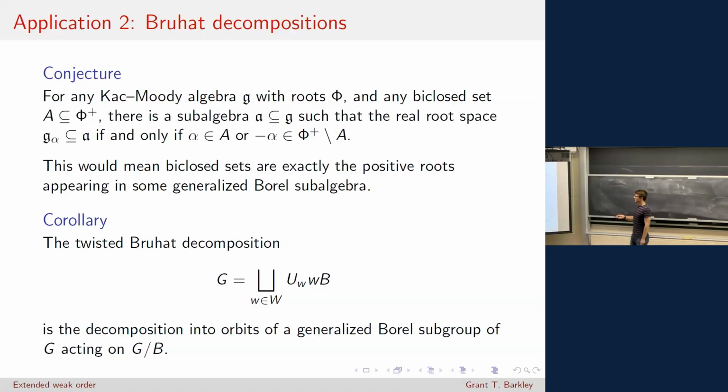Okay, so this would mean that the biclosed sets are exactly the positive roots that appear in some sort of generalized Borel subalgebra. These subalgebras here, you think of them as some sort of generalized Borel subalgebra. And if this conjecture is true, then this twisted Bruhat decomposition from the previous slide is actually a decomposition into orbits of some generalized Borel subgroup. So we would basically take the subgroup of G corresponding to the subalgebra, and then this would be the orbit decomposition for that subgroup. So this conjecture is saying that biclosed sets are really telling us about these generalized Borel subgroups.